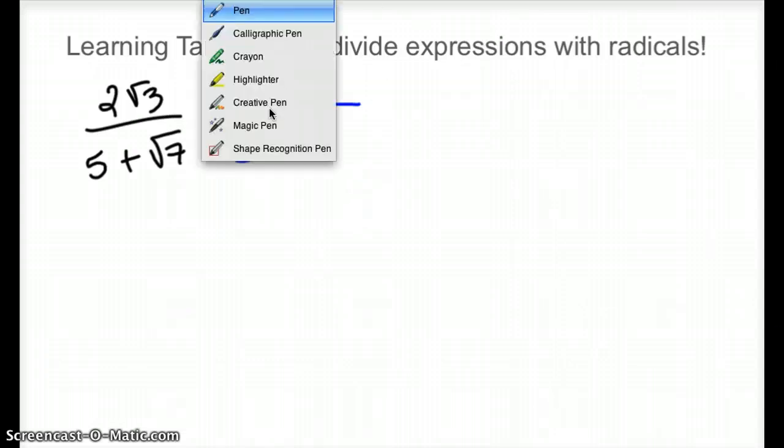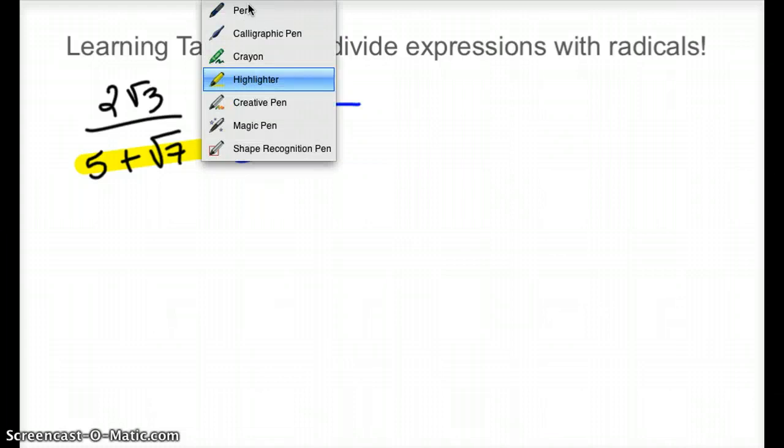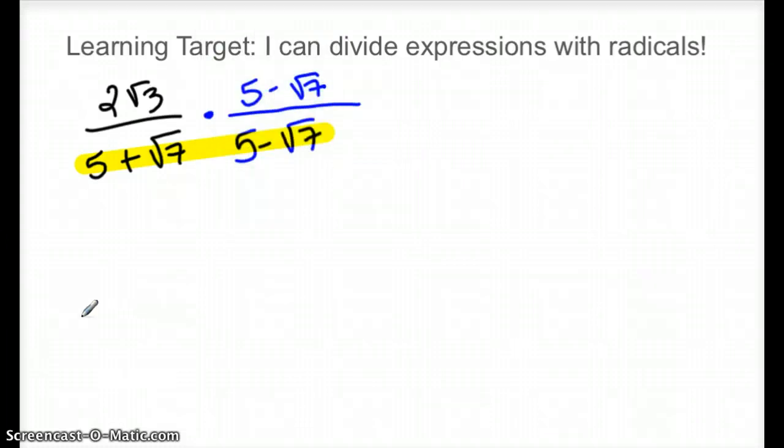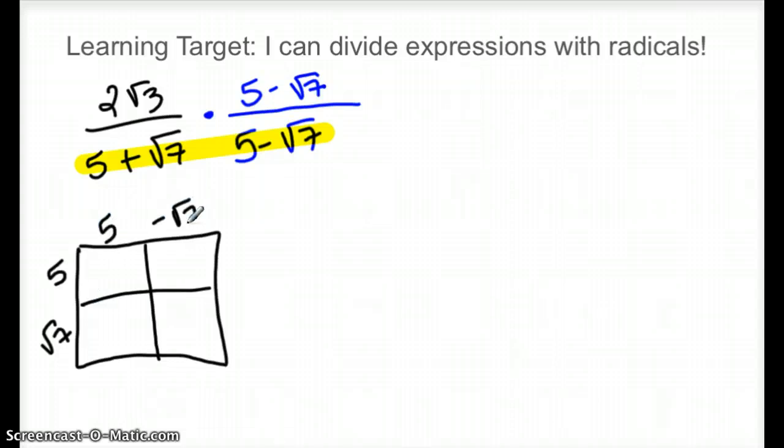So what I'm going to need to do is multiply across the tops and across the bottoms. Let me multiply across the bottom first, and I'm going to do that by making myself a little 2 by 2 grid. Or else you can FOIL if you like to FOIL your own way. I'm going to have 5, radical 7 and then 5, negative radical 7, and then we're just going to fill in the grid by multiplying.